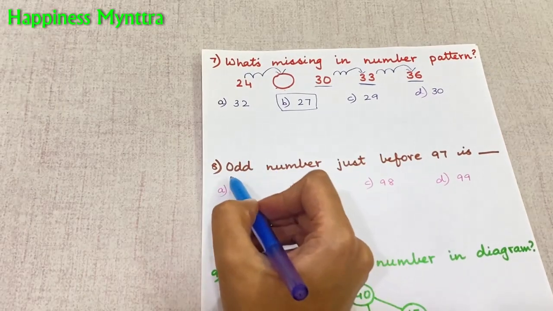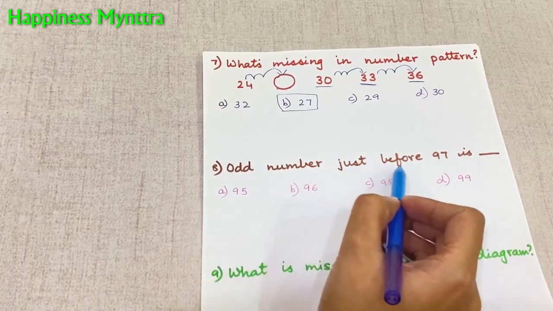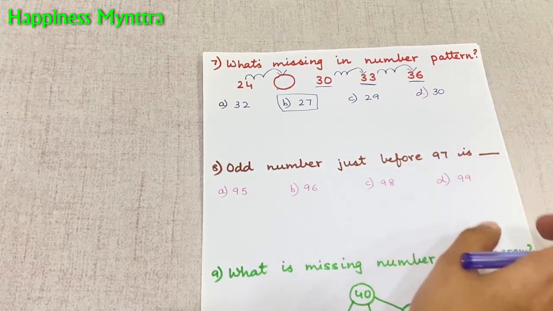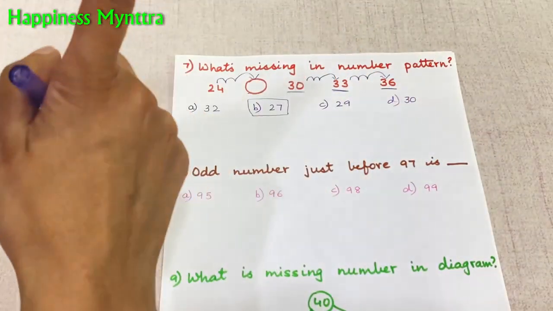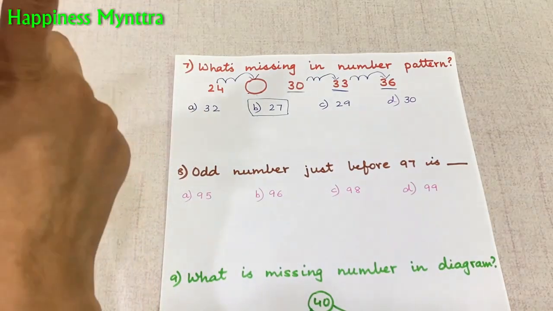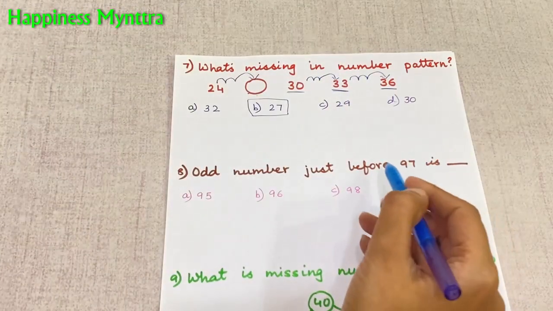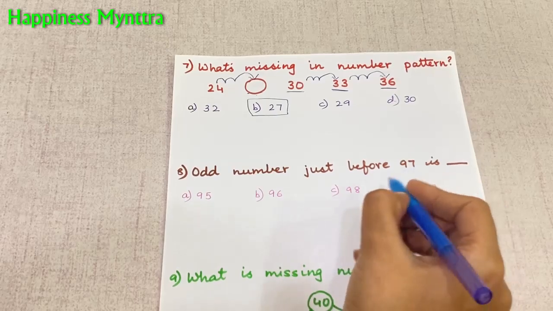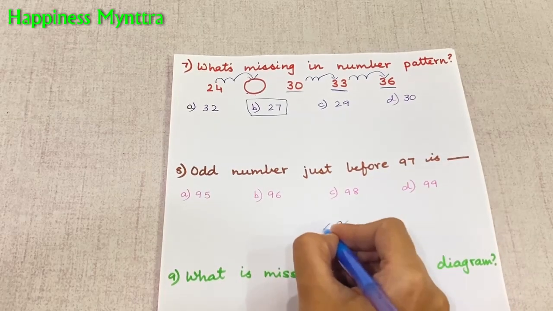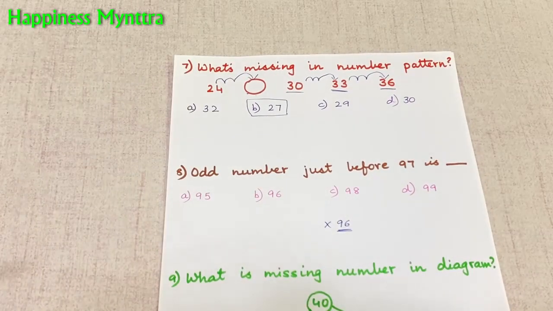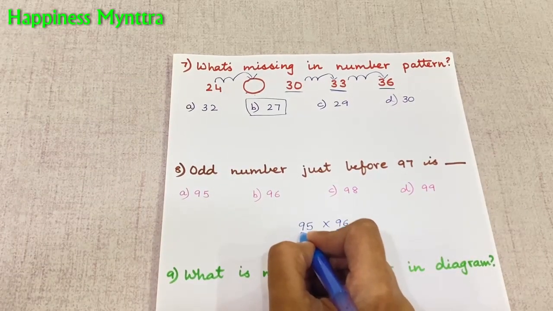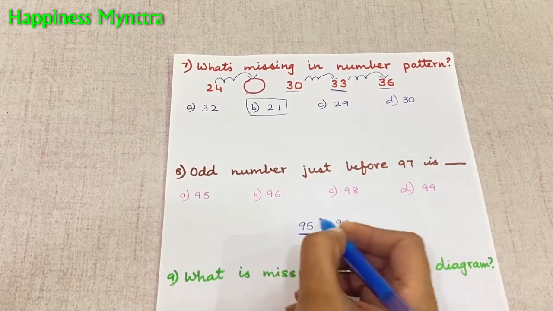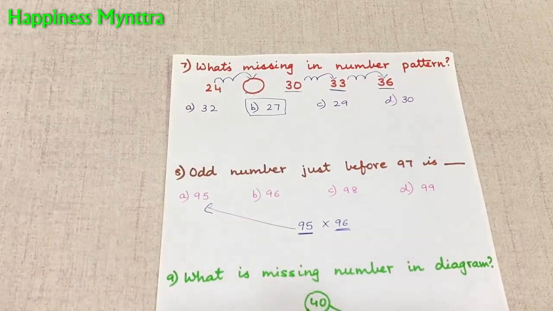Now we have an odd number just before 97. So here the child will need to know 2 concepts, the concepts of an odd number as well as before. Okay, so a simple before answer would be 96, of course, but this is an even number. It'll not work. So we go one number before this and we come to 95, which is an odd number and which is our correct answer as well.